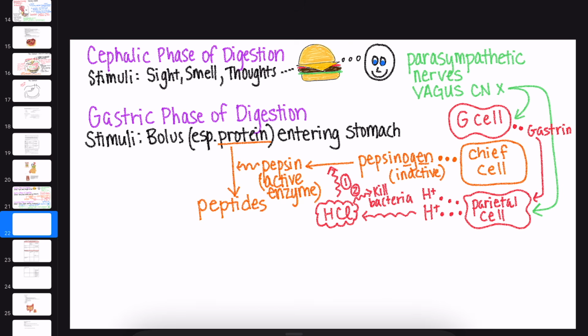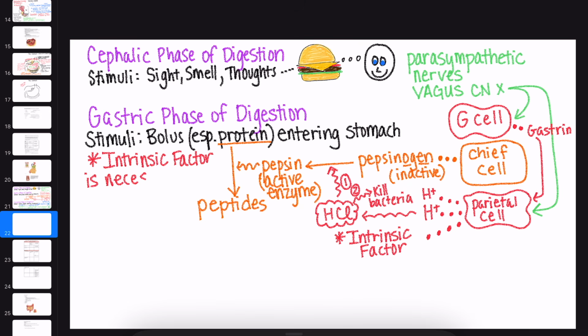By the way, parietal cells secrete one other substance, and it is called intrinsic factor. And intrinsic factor is necessary for the absorption of vitamin B12. I'm going to put this over here since I don't quite have room where I'm talking about it. So intrinsic factor is necessary for vitamin B12 absorption.